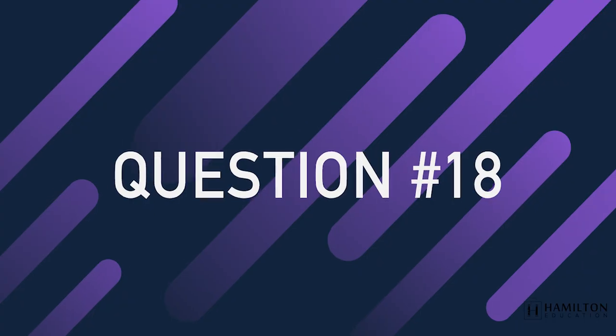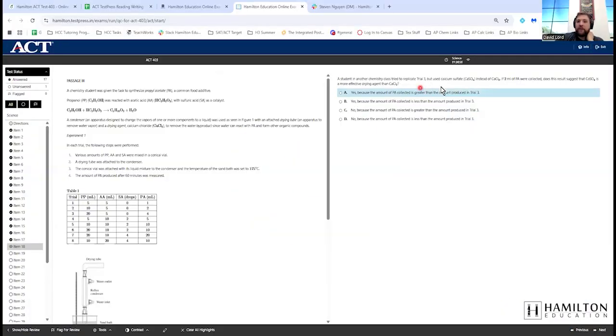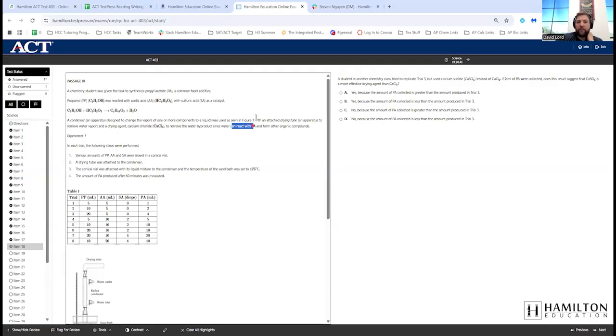A student in another chemistry class tried to replicate trial 3, but used calcium sulfate instead of calcium chloride. Well, what were those used for in this case? So checking out there, it says calcium chloride was a drying agent, and that removed the water byproduct and to react with PA and other organic compounds. If 2 milliliters of PA was collected, does this result suggest that CaSO4 is better or more effective than CaCl?